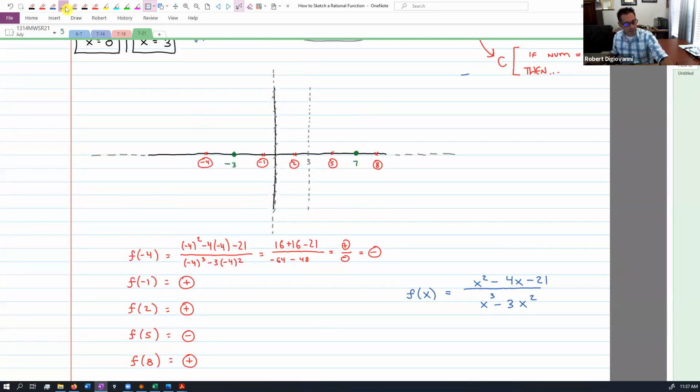So now in green, I'm going to put my points. At -4, I should be in negative, so I should be down here somewhere. At -1, I should be positive, so I'm going to put a point somewhere on the top. At 2, another positive, I'll just put it here. And then at 5, a negative, so down. And then at 8, a positive, like that. I'm ready to draw.